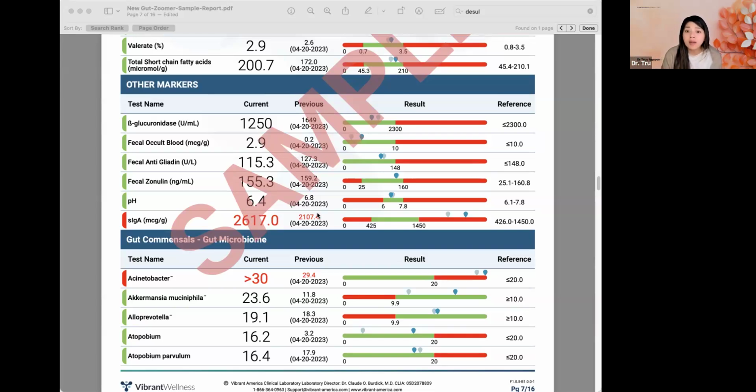There are about 600 bacteria genera and species that colonize our gut that can produce this beta glucuronidase. And the GI-MAP Zoomer actually measures all 60 of these species.